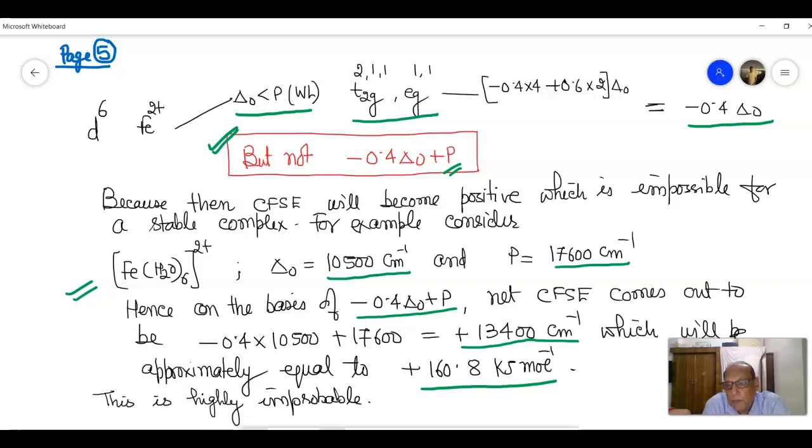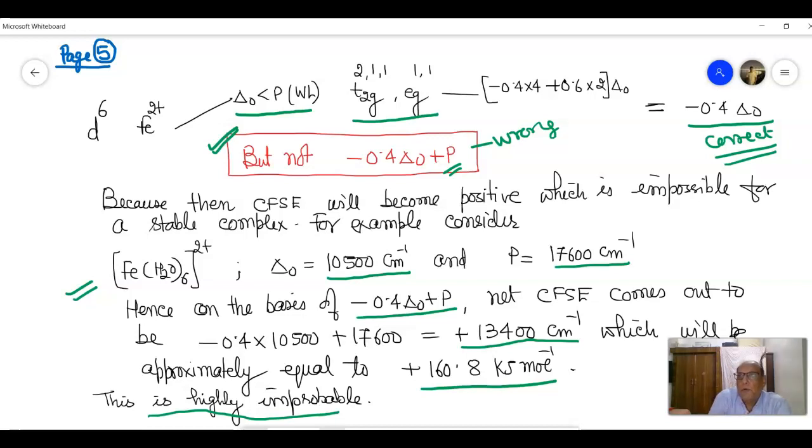CFSE can never be positive. It can be, of course, 0, as we have already seen. Otherwise, it is always negative. In order to explain the stability of the complex, CFSE is never positive. So this is highly improbable. That's why this one is wrong. This one is correct. We have to calculate CFSE for the [Fe(H2O)6]2+ complex by the formula −0.4 Δo.